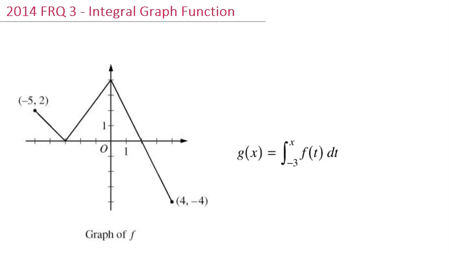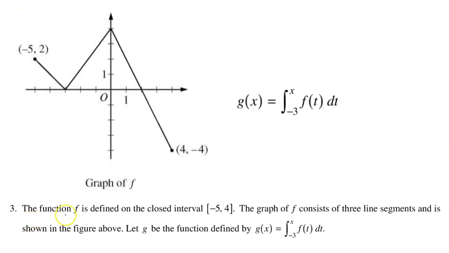In this video, I will walk you through free response question number 3 from the 2014 AP Calculus exam. This problem is primarily about integral defined function g, which is based on the graph of function f. The function f is defined on the closed interval from -5 to 4. The graph of f consists of 3 line segments and is shown in the figure above.